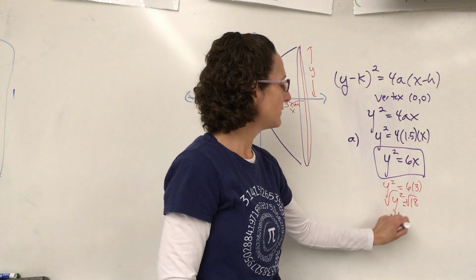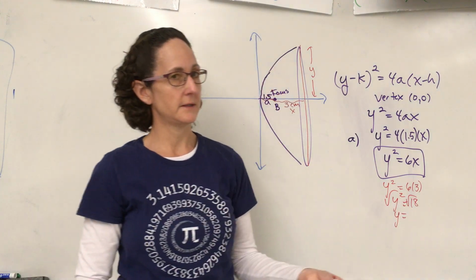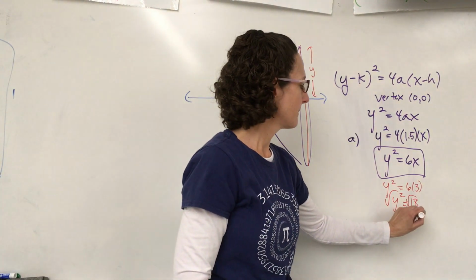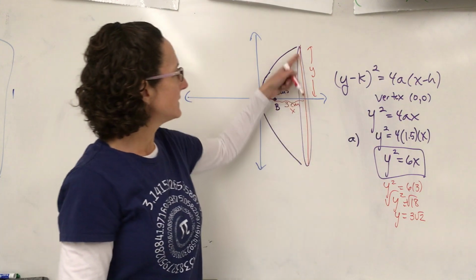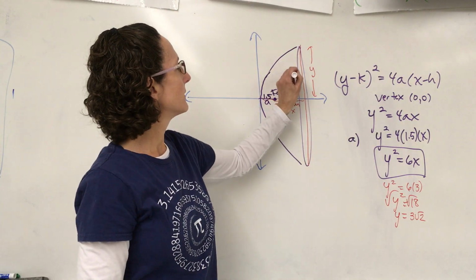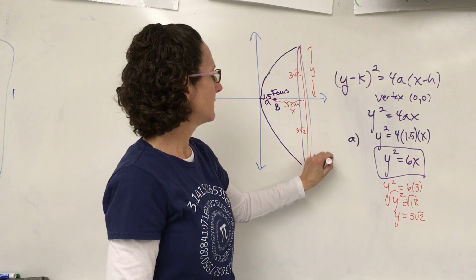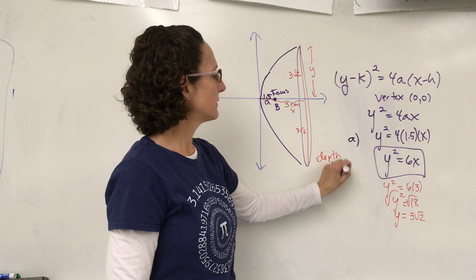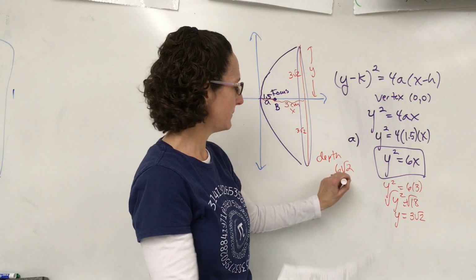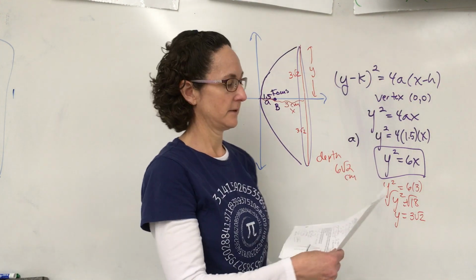Okay, and you can do two things. We know that the square root of 18 is 3 root 2. Okay, so if this is 3 root 2, then this is also 3 root 2, and the total width is 6 root 2, okay? And that would be in centimeters, okay?